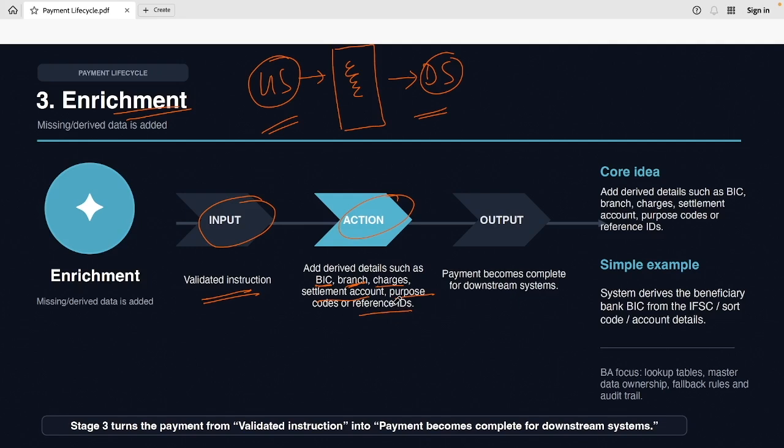Let me just give you an example. Suppose the customer provides an Indian bank account and IFSC code. The customer may not know the bank's international BIC code or an internal branch identifier. So using a lookup table or master data service, the bank system may identify and add the required bank details. That process of adding bank details is your enrichment, and that is what is done in this particular stage.